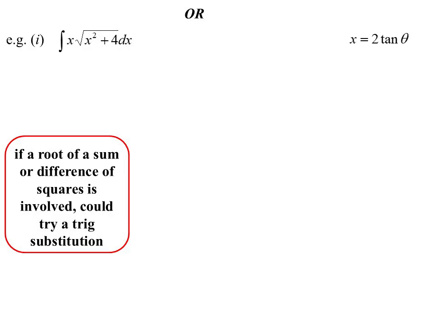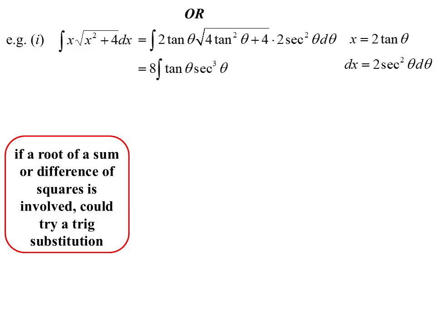So for this one, I might go, well, let's say x is 2 tan theta. That means dx is 2 sec squared theta d theta, and I can substitute in. So the x is 2 tan theta, the square root of x squared plus 4 becomes the square root of 4 tan squared plus 4, and then dx is 2 sec squared theta. Well, let's look at that square root. Tan squared plus 1 we know is sec squared, so 4 tan squared plus 4 must be 4 sec squared. The square root of that would be 2 sec. Multiplying it with the other 2 sec squared, we get 4 sec cubed, but then another 2 out here, we get 8 out the front of the whole thing.